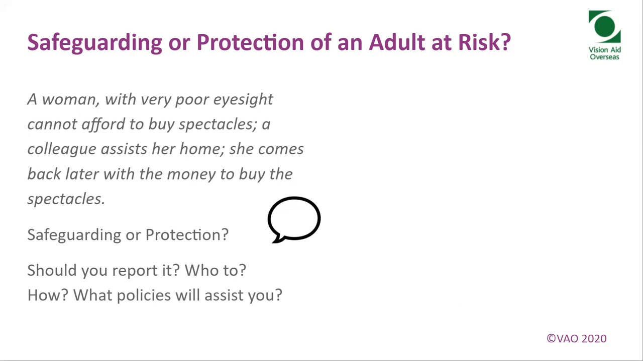So this is a safeguarding issue. Safeguarding policy should be in place to prevent this from happening. Also, code of conduct. This could escalate to protection, as the woman may be at risk of harm, so you need to report it as indicated in your organisation's policies, usually to your manager. The safeguarding whistleblowing policy and staff handbook will assist you.